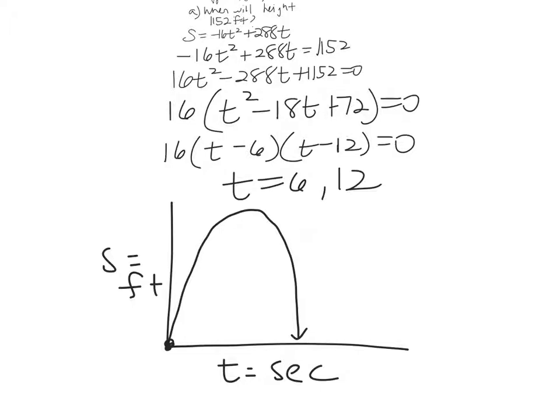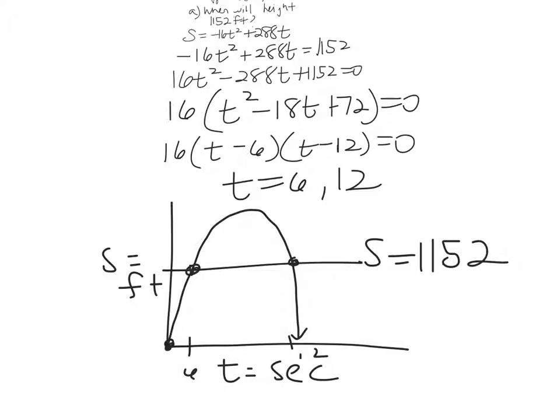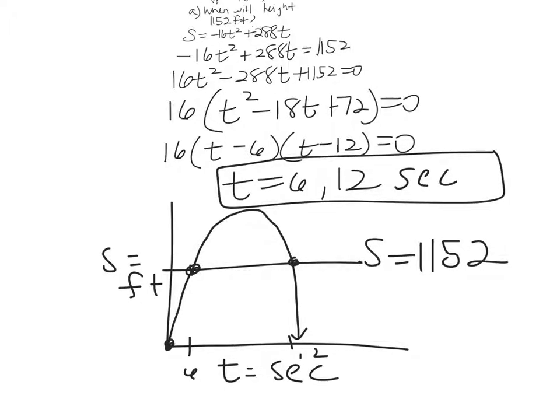And at s equals 1152, which who knows, maybe it's right through here. We can say that's s, sorry. I don't want to write y, I don't want to add another variable. So that's s equals 1152. And that happens at t equals 6 and t equals 12. So one time it happens on the way up, it hits 1152. The other one happens on the way down. So your answer would be 6 and 12 seconds. You would need both answers there. Okay.